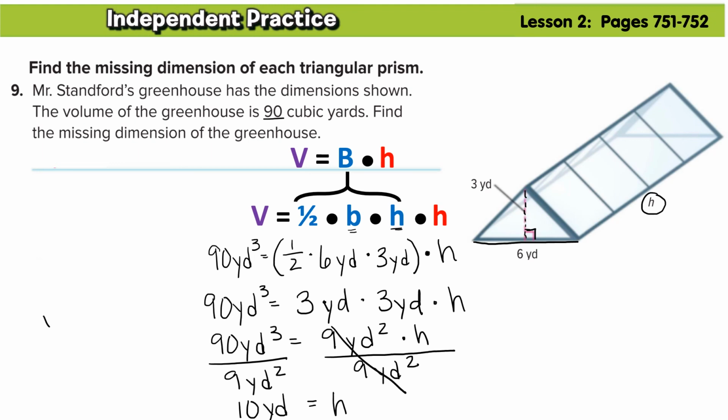And again, yards cubed over yards squared equals yards times yards times yards over yards times yards, and that cancels each other out like this, and you have 1 yard left over. So the answer for the height is 10 yards.